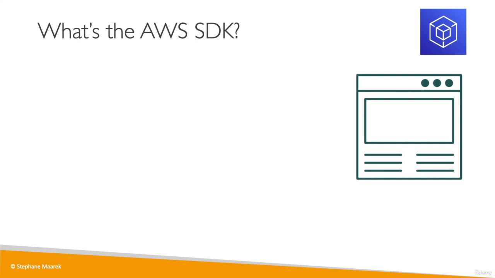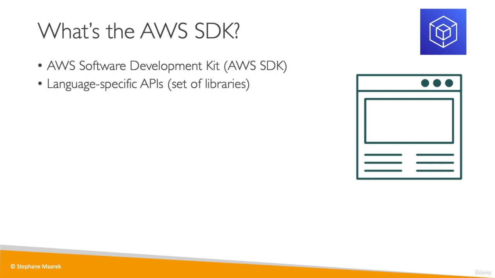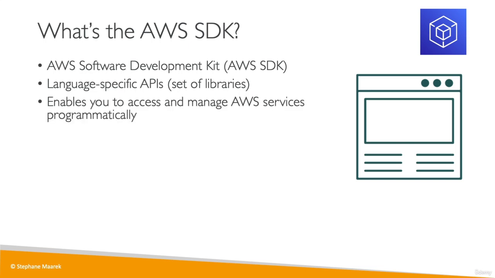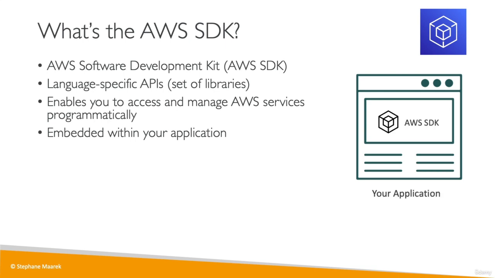So what's the AWS SDK now? SDK stands for Software Development Kit, and this is a set of libraries. This is going to be language specific. So you're going to have an SDK for different programming languages. And similarly, it will allow you to access and manage your AWS services and APIs programmatically. But this time, the SDK is not something that you use within your terminal. It is something that you embed within your applications that you have to code. So your application will have the AWS SDK within it.